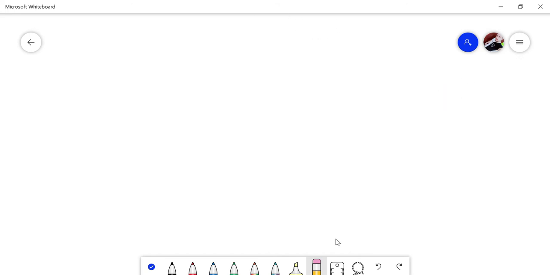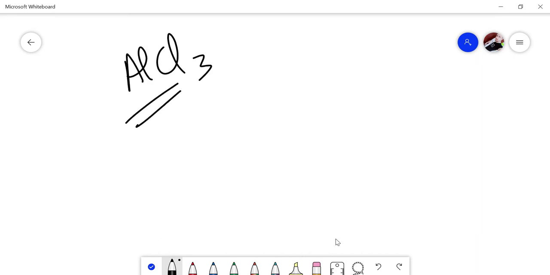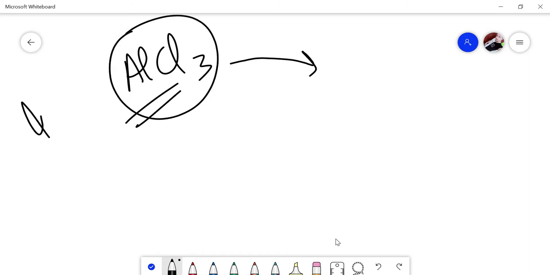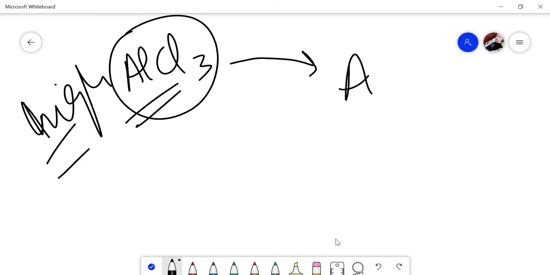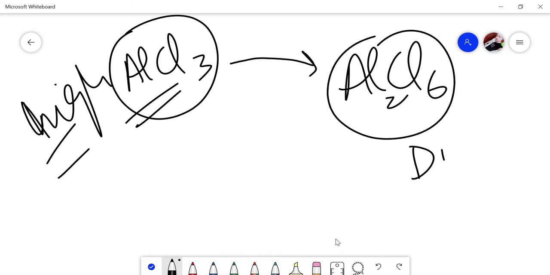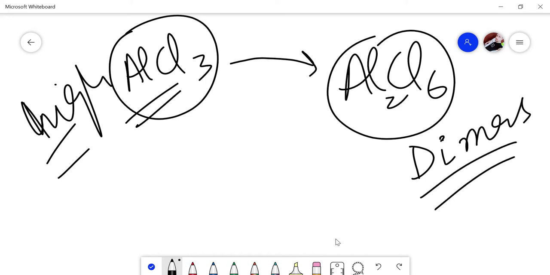So now aluminium chloride is AlCl3. Aluminium chloride at high temperature exists as AlCl3, and at low temperature it exists as Al2Cl6. This is called a dimer, meaning 2 monomer units. The structure of this dimer is a part of your course. I will draw its dot and cross structure.